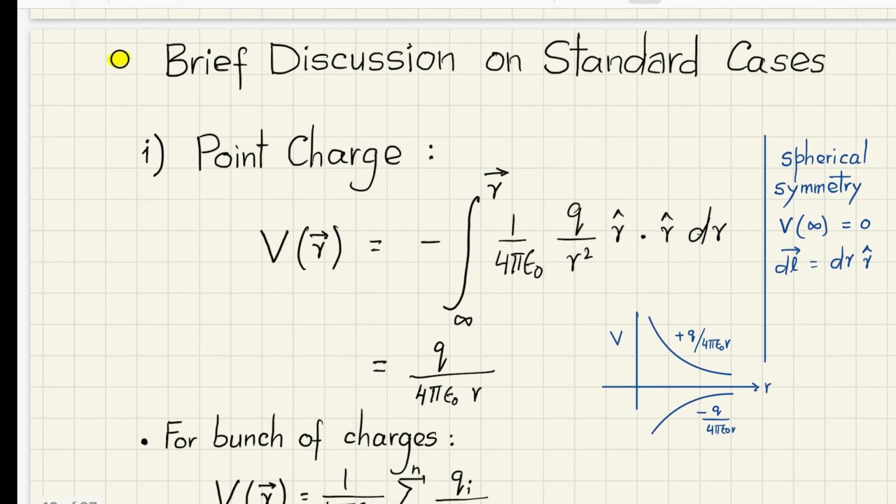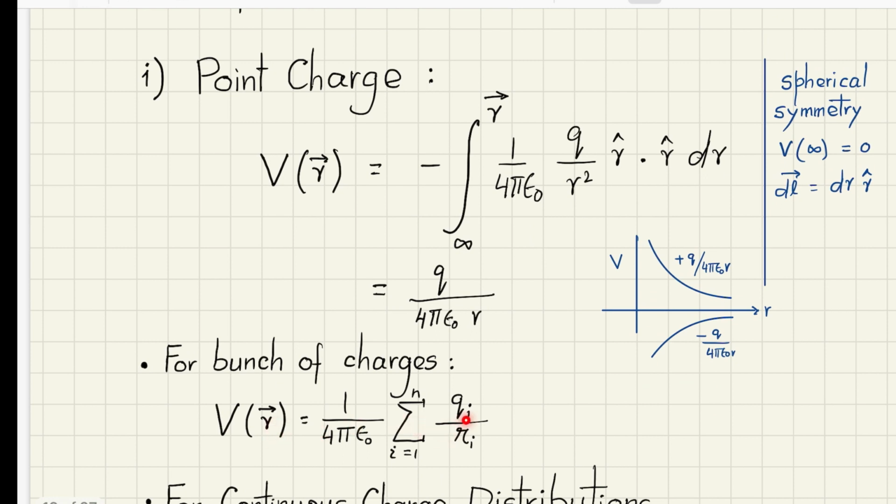What about a bunch of charges? I will just superpose qi by ri. Now this ri is the field and source separation point.